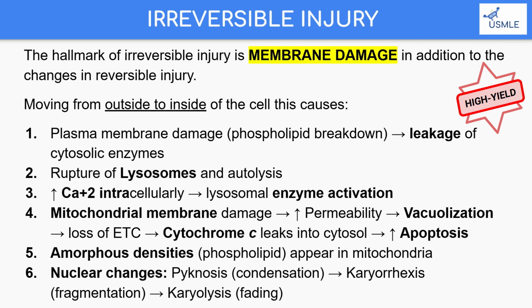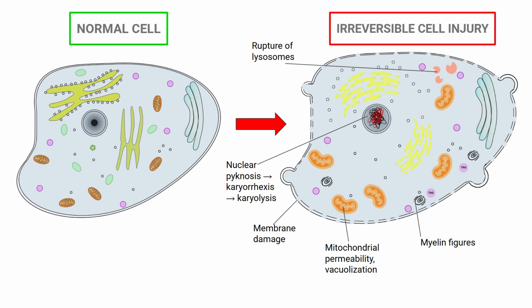Together, these changes signify the irreversible injury of the cell, ultimately leading to cell death through necrosis or apoptosis. Once these processes are set in motion, recovery is no longer possible. Once again, use this image to identify the key changes in the cell after irreversible injury.